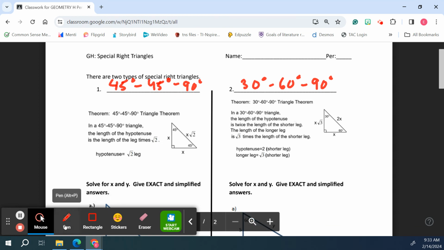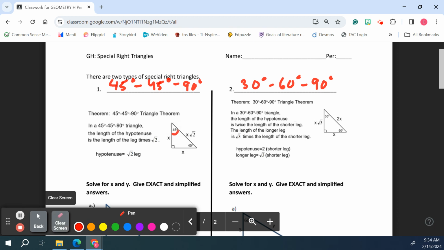If we look right here, we see that this angle is congruent with this angle. So what kind of triangle is this? Who can tell me? It's isosceles. So another name for this is an isosceles right triangle. Questions on that?